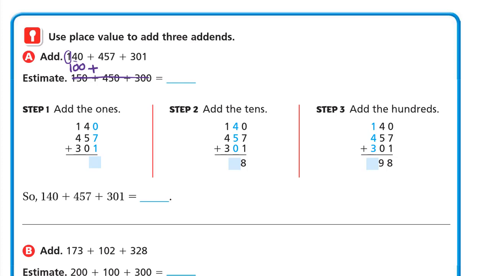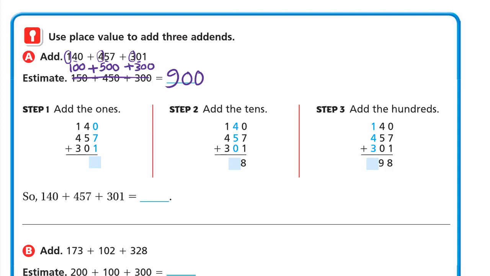Plus, to the right of the 4 we have 5, which is strong. So the 400 becomes 500. Plus, to the right of the 3 we have 0. So 0 is a weak digit, so we keep it 300. So 100 plus 500 plus 300. 100 plus 500 is 600. Plus 300, so it's 900. So our sum should be about 900.